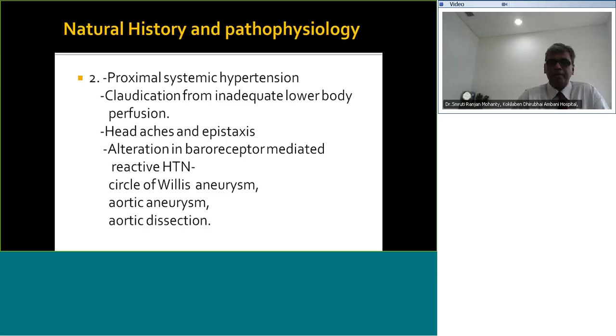Because of improper flow down to the descending aorta, these children can have claudication from inadequate lower body perfusion. Most important to understand is that along with the mechanical obstruction to the flow of blood resulting in hypertension, hypertension also happens because of a baroreceptor mediated reactive pathway. And the consequence of hypertension leads to circle of Willis aneurysm, aortic aneurysm, and very rarely aortic dissection.